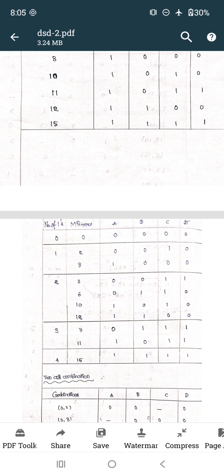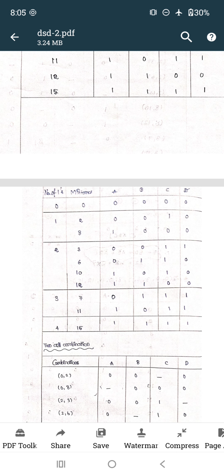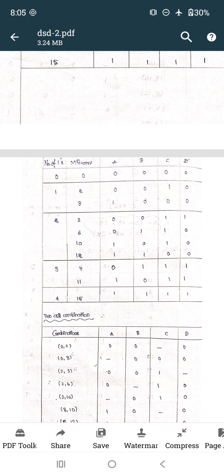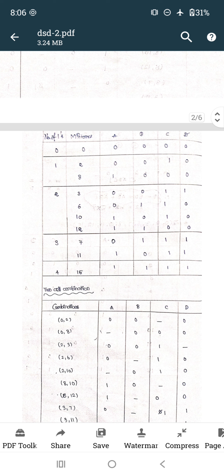In the case of single ones, 2 and 8: 2 is 0, 0, 1, 0, and 8 is 1, 0, 0, 0. For the grouping of 2 ones: 3 is 0, 0, 1, 1; 6 is 0, 1, 1, 0; 10 is 1, 0, 1, 0; and 12 is 1, 1, 0, 0. In the case of 3 ones, 7 and 11 are grouped. For 7 it is 0, 1, 1, 1, and for 11 it is 1, 0, 1, 1.